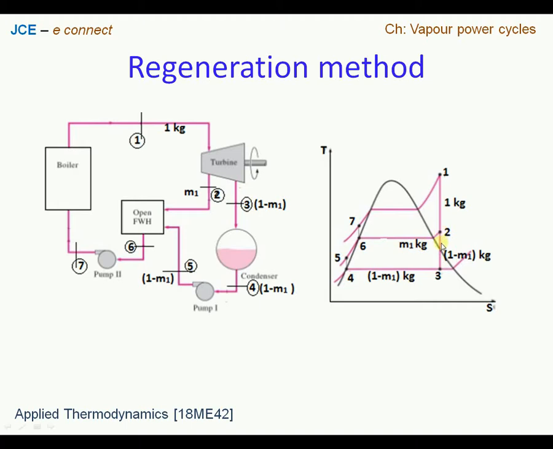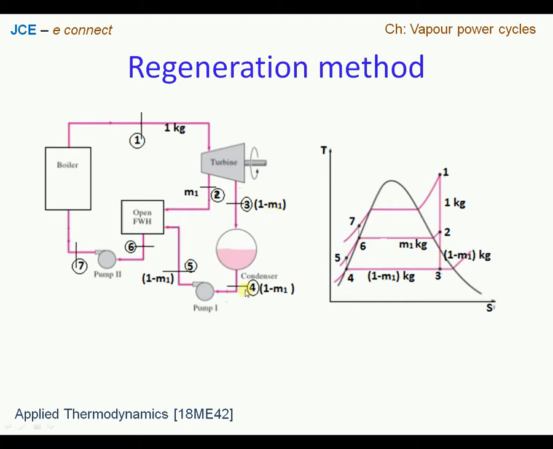And then the rest of the steam, that is 1 minus m1, will continue to expand from section 2 to 3. And then in the condenser, that is section 3 to 4, there is heat rejection happening, considering a quantity of steam that is 1 minus m1.